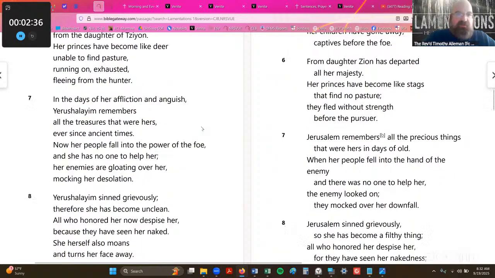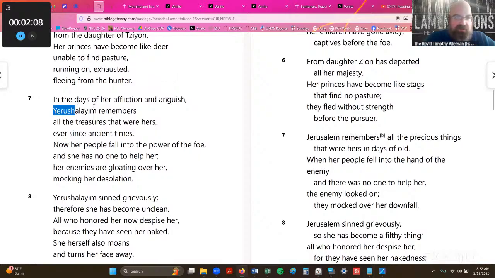In the days of her affliction and anguish, Jerusalem remembers all the treasures that were hers ever since ancient times. Now her people fall into the power of the foe, and she has no one to help her. Her enemies are gloating over her, mocking her desolation.